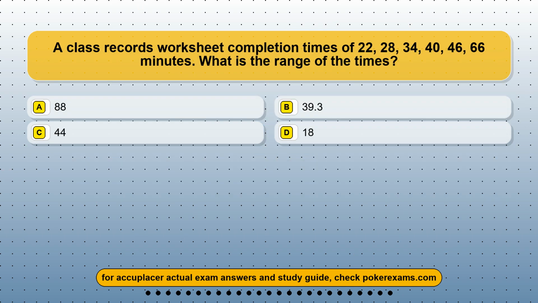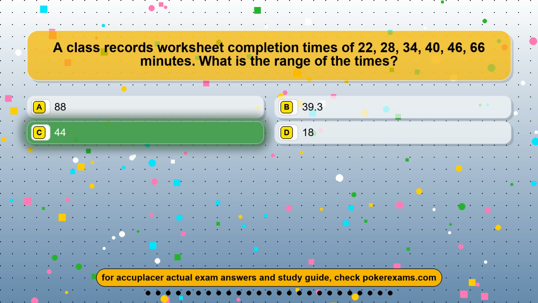Question 23. A class records worksheet completion times of 22, 28, 34, 40, 46, 66 minutes. What is the range of the times? Option A, 88. Option B, 39.3. Option C, 44. Option D, 18.